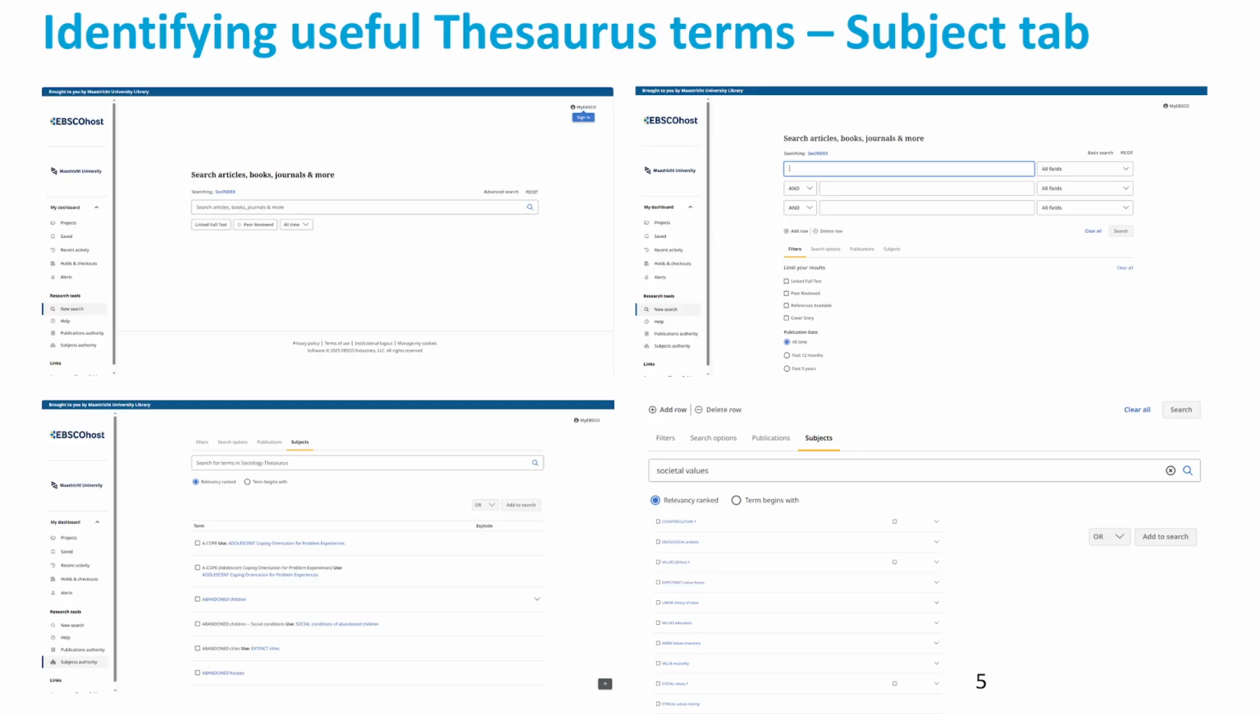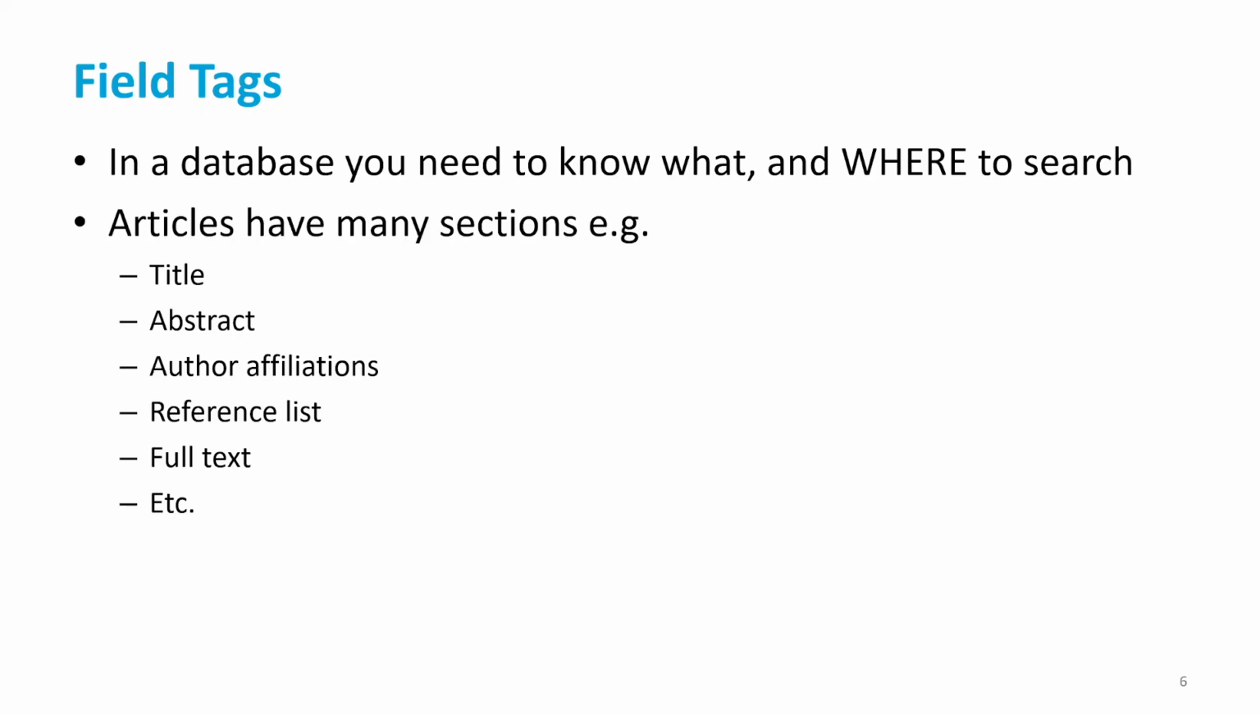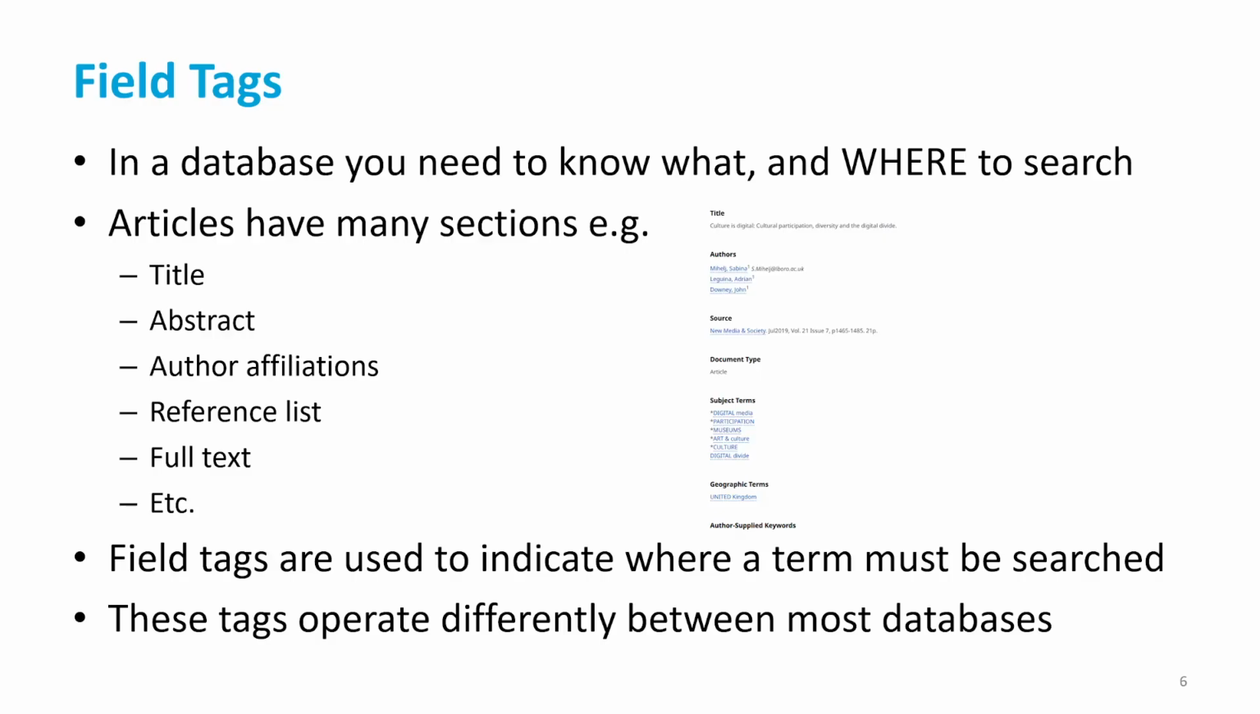But this isn't all that you need to know about SocINDEX, because you also need to learn about field tags. In the database, you need to know what, but also where to search. And articles have many different sections. For example, the title, the abstract, the author affiliations, the reference list, the full text, and many more different sections. So this is just a small overview how some of those sections look for one article. And you need to indicate to the database where you want your terms to be found. So that's where field tags come in.